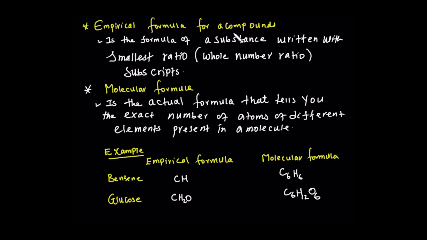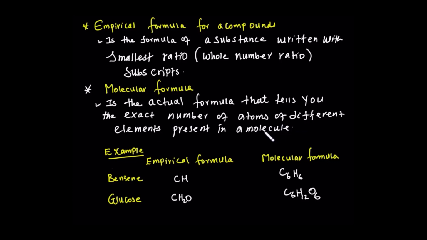Let's calculate the empirical formula. The molecular formula is the actual formula that tells you the exact number of atoms of different elements present in a molecule. Actual formula that tells you the exact number of atoms of different elements present in a molecule.